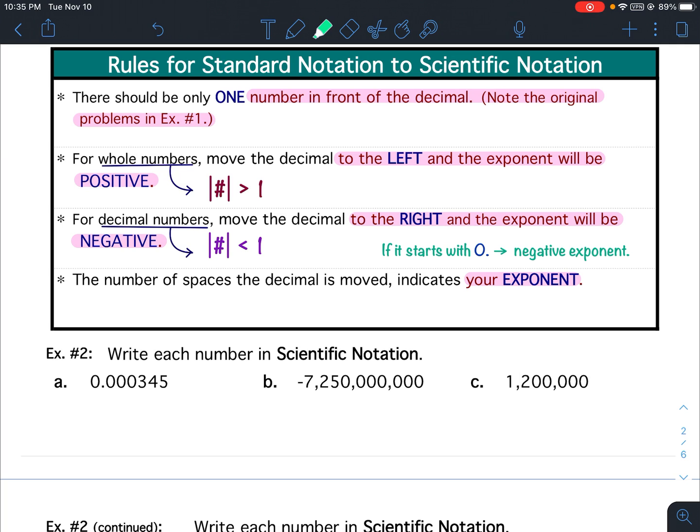If you have any questions for the rules for standard notation to scientific notation, please do not hesitate to ask. My suggestion is wait till I do example 2 and you'll have a better understanding of this. If you have questions, let me know.